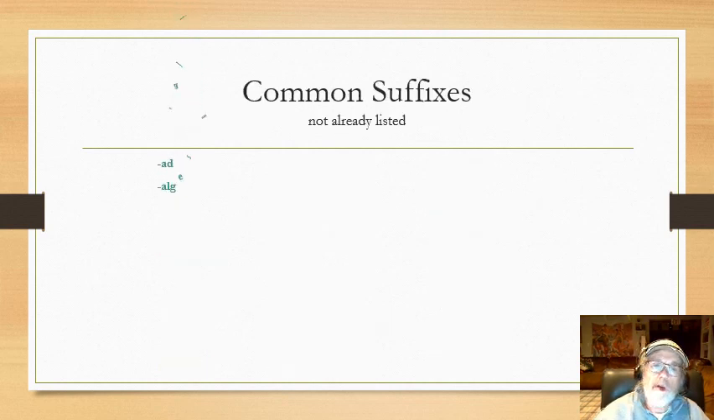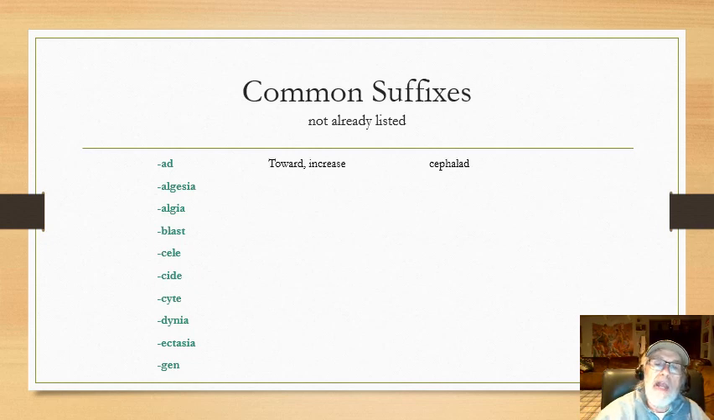I have a few more common suffixes here that we haven't already talked about. AD. AD means toward or increase. Cephalad means head. So something that's closer or towards the head would be called cephalad. So AD means towards or an increase. Algesia means a sensitivity to pain.